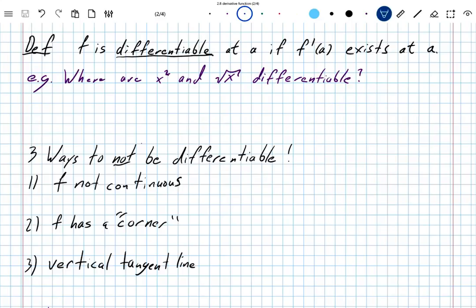So remember that the derivative is a limit, and limits don't always exist. So this is a really good question to ask. Underneath the hood, we're asking, does this limit converge? Now, in some cases, this is pretty nice and easy. Where are x squared and square root of x differentiable? Luckily for us, we've already done these.